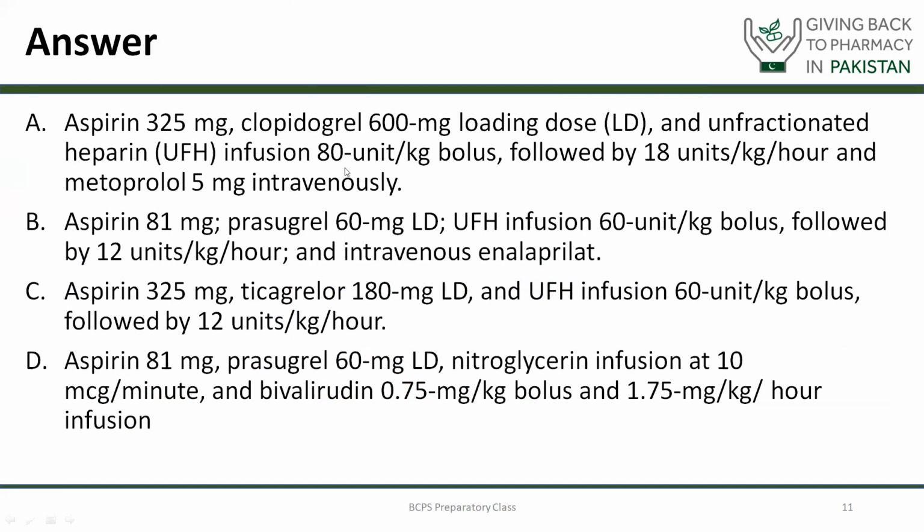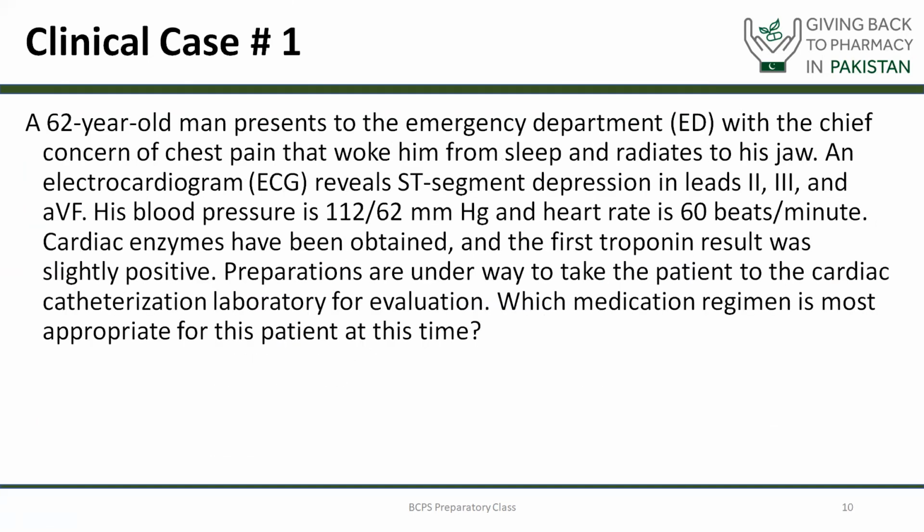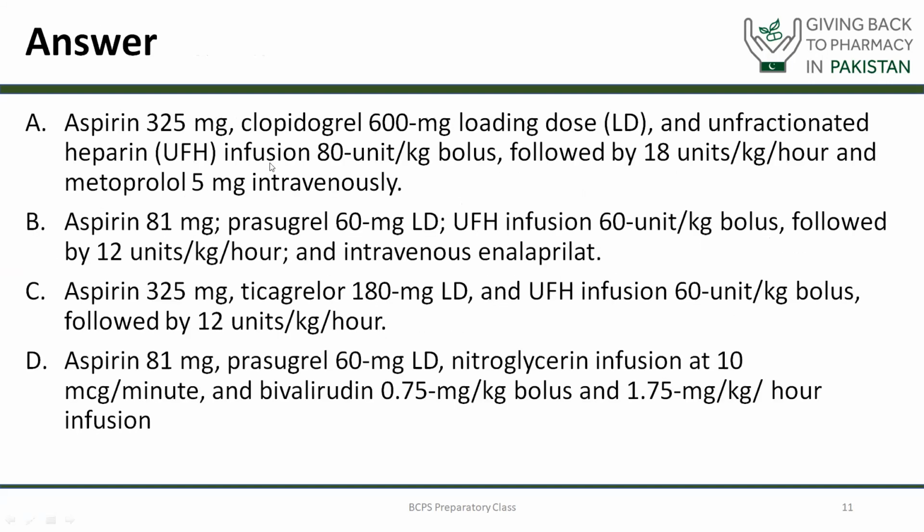Loading dose of unfractionated heparin 80 units per kg, followed by 18 units per kg per hour, metoprolol 5 milligrams intravenously. Here two points are not correct. At this point, we will not give metoprolol, although we will start metoprolol within 24 hours. But at this time, when the heart rate is already 60 beats per minute, we can rule out this metoprolol. If we give it, the patient can go into cardiogenic shock, and blood pressure is already low, 112 over 62 millimeters of mercury. So this option is also ruled out.